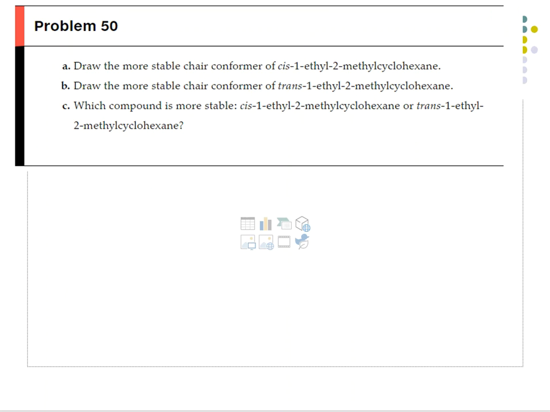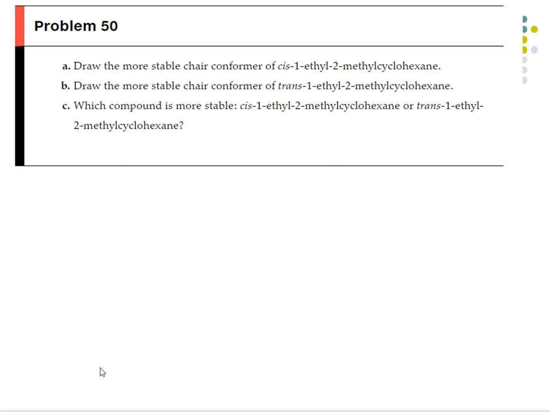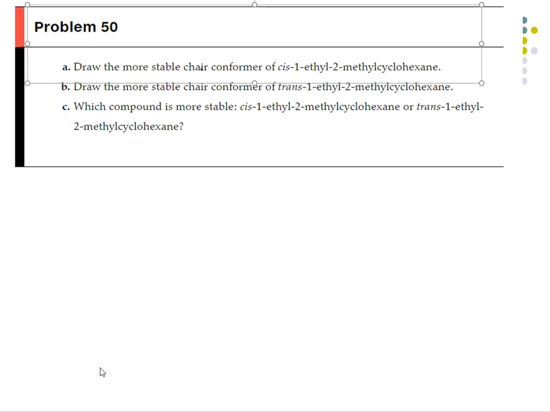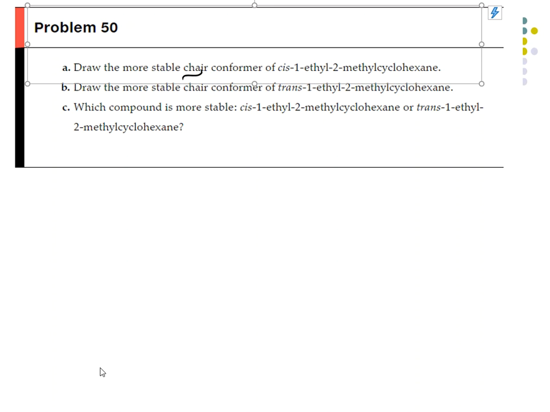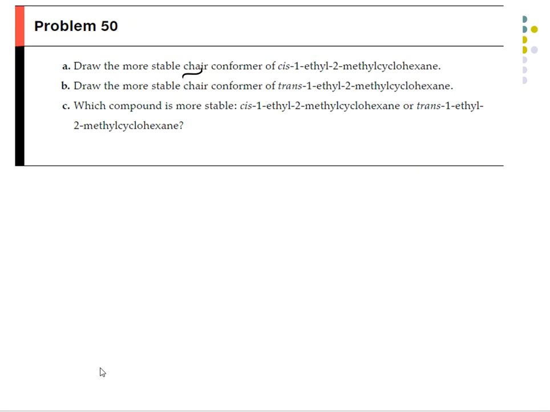Here's our last one. It says, draw the more stable chair conformer of cis-1-ethyl-2-methylcyclohexane, and then B and C are going to be something similar. I'm going to tackle these one at a time, and I'm going to take my time with these, because this is the problem that people have. So for part A, the stable chair conformer, it tells me right there, chair. So that means they want me to draw this thing in a chair.